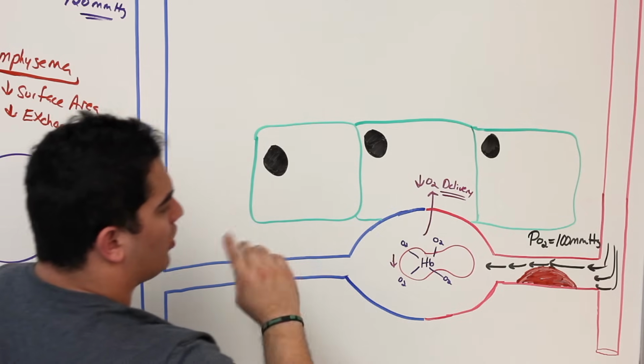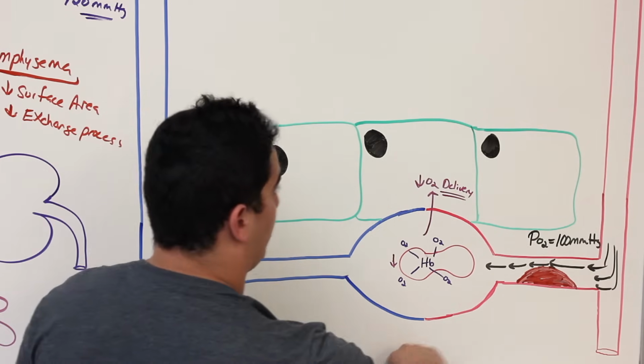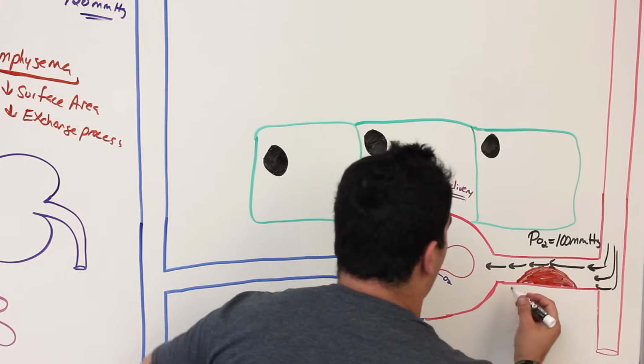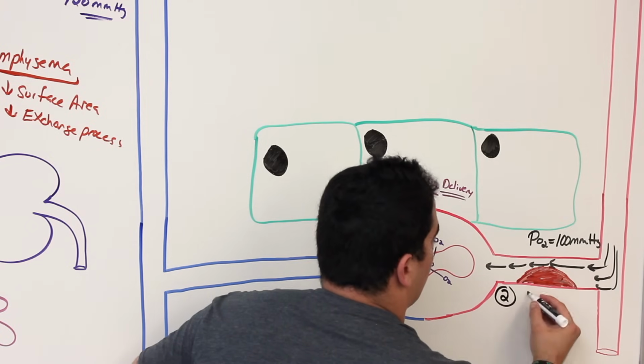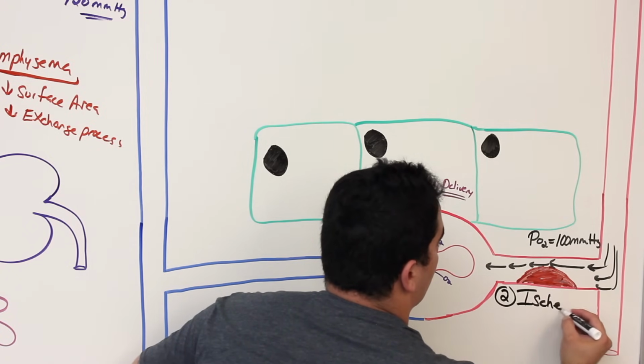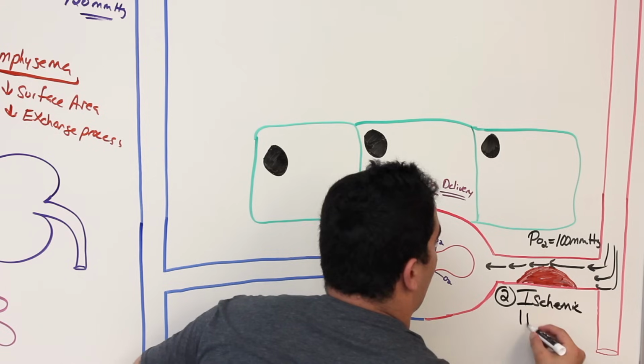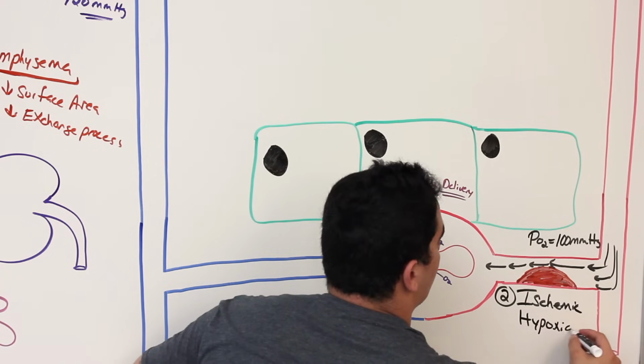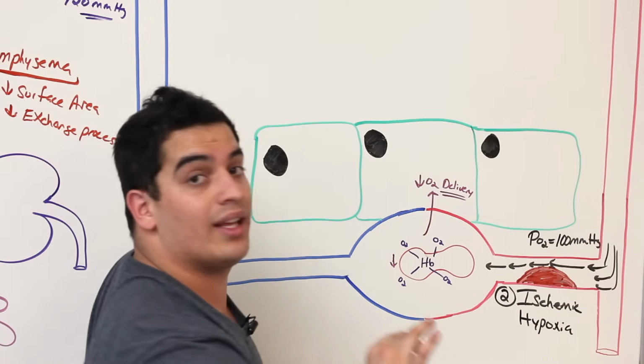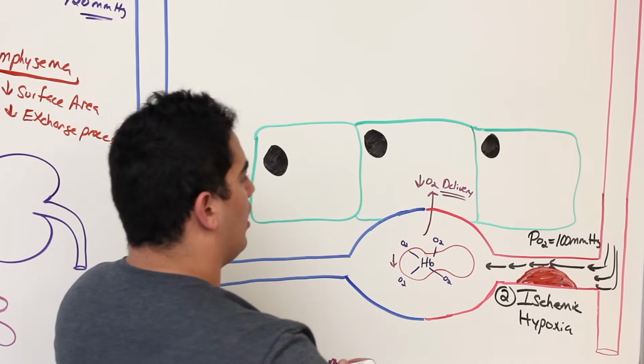Okay, so again, one more time with this one. What is this one called here, so that we write this one down? This one here is the second one that we talked about. This is called ischemic hypoxia. And again, what is another name for it, just in case? You can call it stagnant hypoxia.